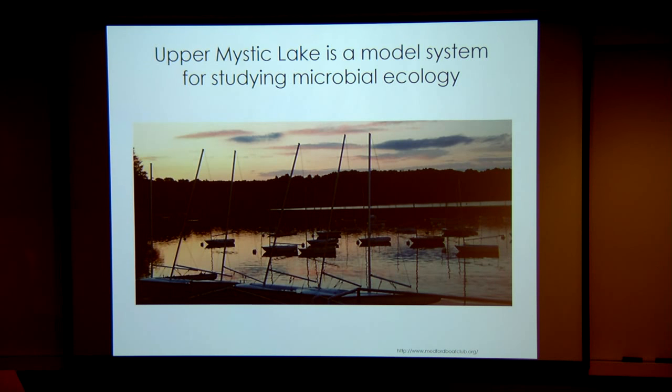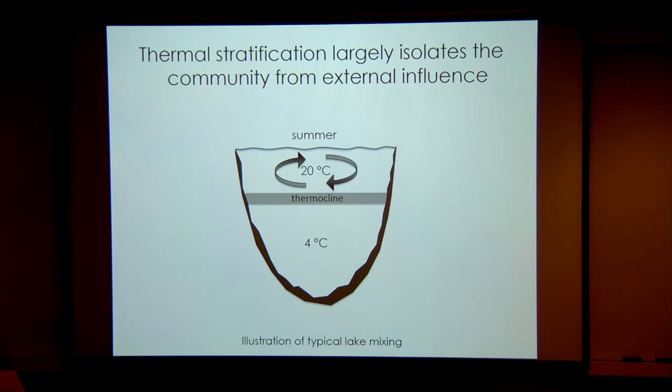And the nice thing about this from a microbial ecology standpoint is that it's seasonally thermally stratified. So basically, in the summertime, the warm temperatures and the sunlight warm the water on the top of the lake and isolate it largely from the cooler, denser water at the bottom through a barrier to mixing at the thermocline here.